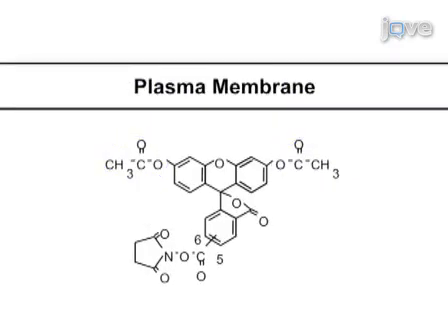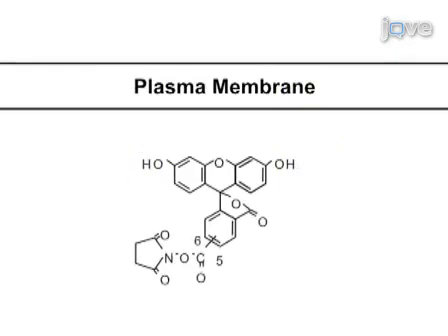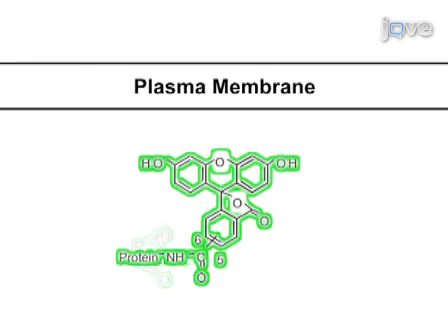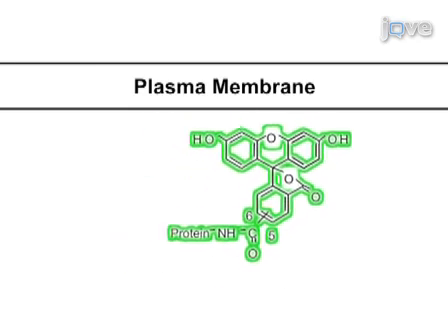Within lymphocytes, esterases remove the acetyl groups from the CFDA-SE, forming the CFSE form of the dye. Without the acetyl groups, CFSE becomes fluorescent and is also less membrane permeant, thus concentrating the dye within cells. The aminoreactive succinimidyl side chain of CFSE then covalently couples the dye to intracellular proteins, thus making the cells almost permanently fluorescent.